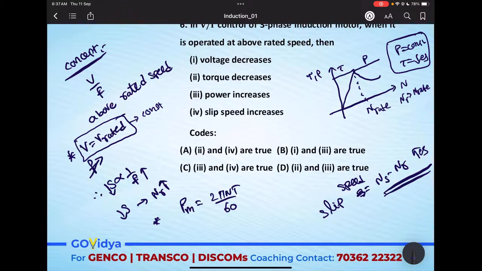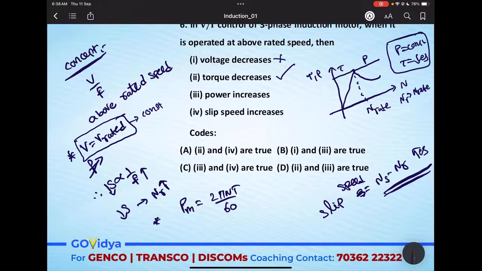They gave 4 statements. Let's see which are correct. Voltage decreases. No, this statement may not be true. Why? Because we are going to maintain voltage at rated voltage under V by F control when we are operating above rated speed. So the first statement is not correct. Second statement, torque decreases. From this curve we can see above rated condition torque is going to be reduced. Yes, this may be true.